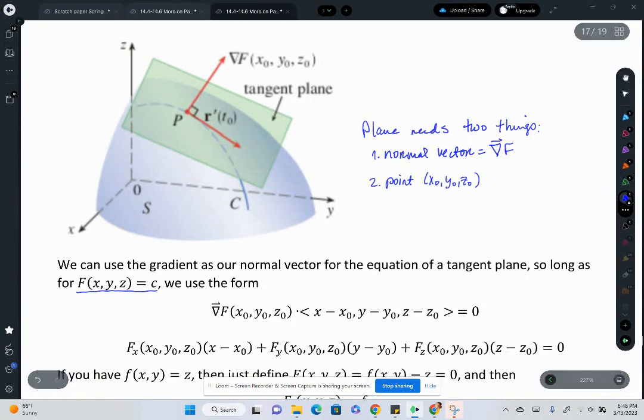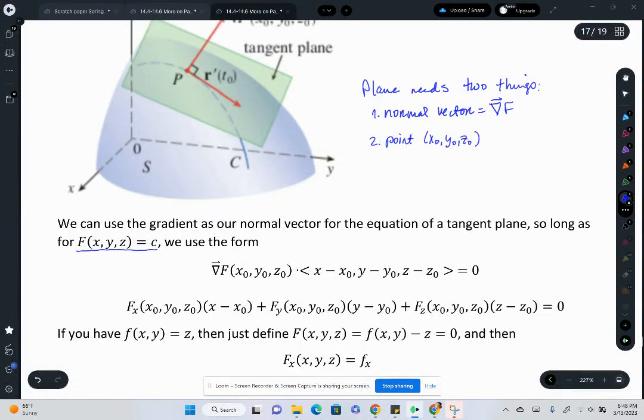Okay, so if we have a big function, big F of x, y, z equals some constant, then we can go ahead and calculate the gradient vector. And we can dot it with x minus x naught, y minus y naught, z minus z naught, and set it equal to 0. After we do the dot product, here's our form.